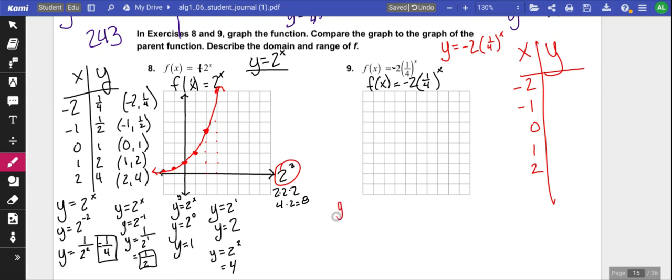I'm going to plug all of these numbers in. So y is equal to -2 times 1/4 to the x power. I'm going to plug in -2 first. Both of these values are going to be taken to the -2 power, which just means I should flip both of them.